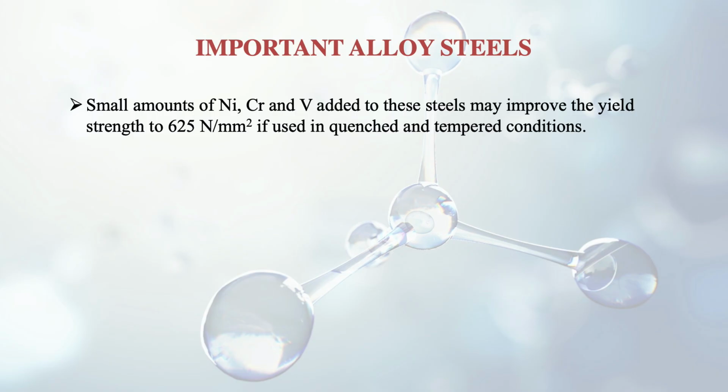So manganese and silicon are important for weldability, as you would know from the welding processes. Wherever we need this, if Mn and Si are there, then we can prevent the brittleness of the structure. Further, small amounts of nickel, chromium and vanadium, when added to these steels, will improve the yield strength to 625 Newton per millimeter square, which is almost double what we saw initially. It was around 350, and if you multiply by 1.8, you get around 625.